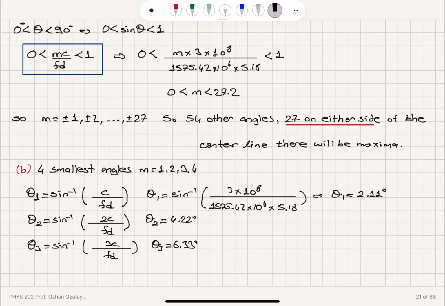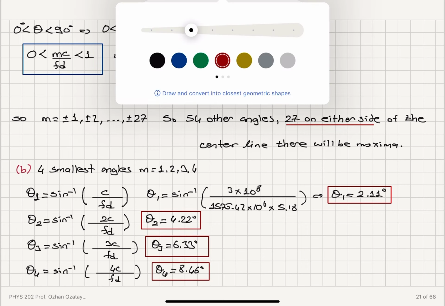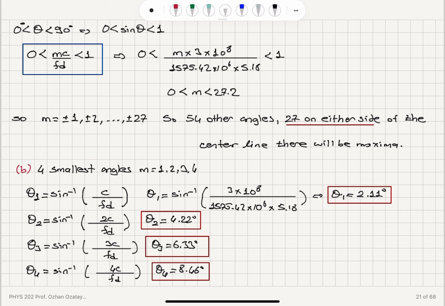6.33 degrees, and theta 4 will be sine inverse 4c over fd, and this will give me a theta 4 of 8.46 degrees. Okay, and these are basically the symbolic answers and numerical answers.